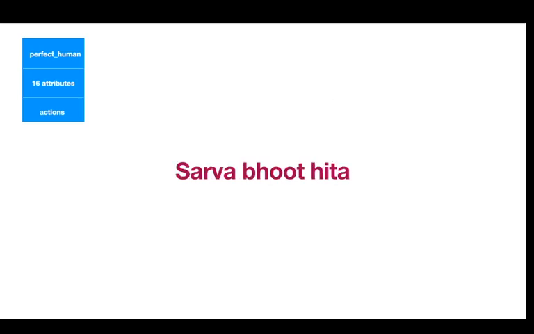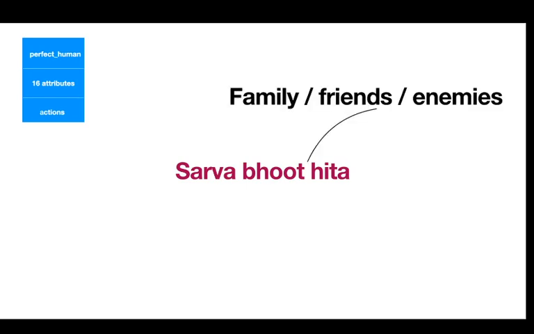The next attribute is Sarvabhutahita. That is the utilitarian principle of acting in such a way as to bring maximum happiness to maximum people. Behaving to make friends happy is easy. Behaving to bring happiness to family is easy. But can you be good towards your enemies also? That is a question.